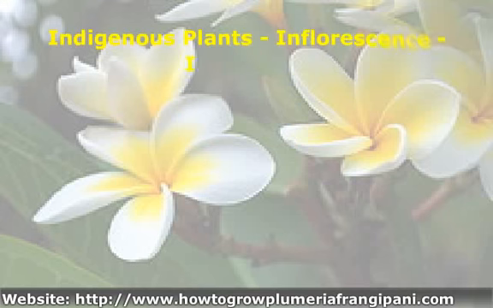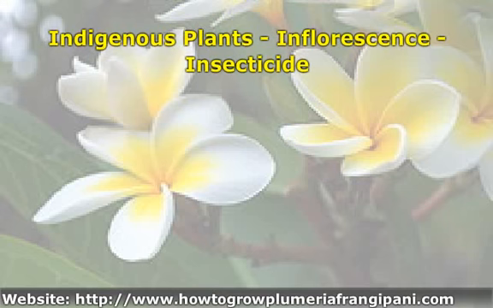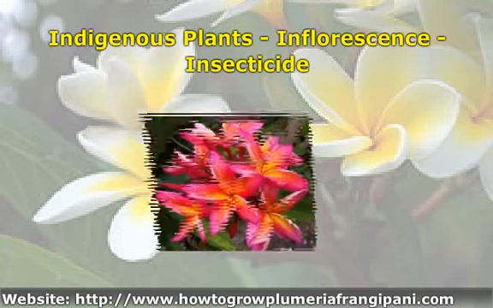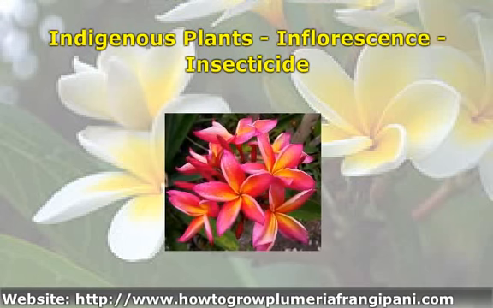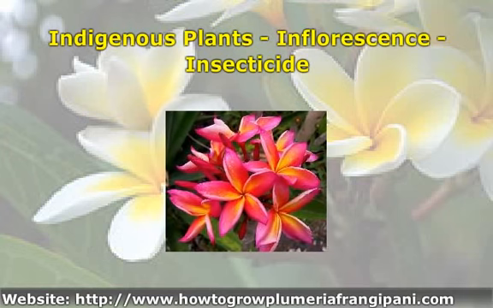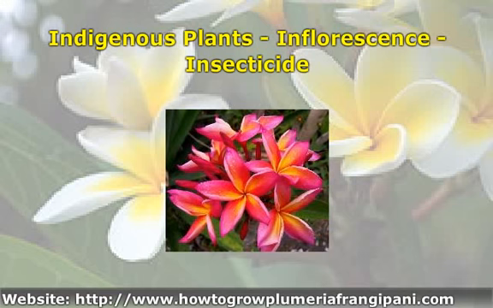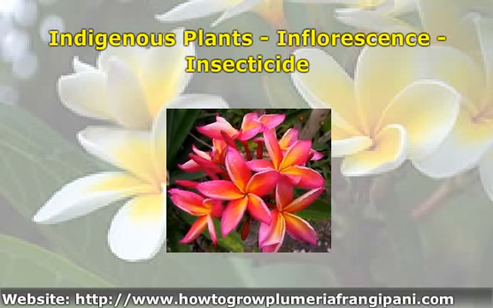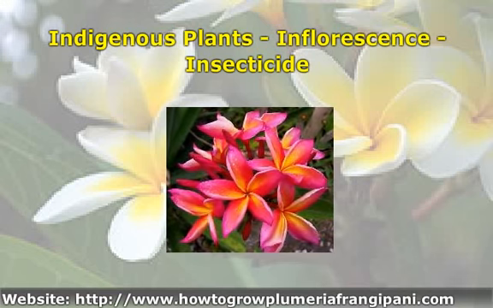Indigenous plants are plants which grow naturally in a particular region. Inflorescence is the term used to describe a flower cluster or a characteristic arrangement of flowers on a stem. Insecticide is any chemical substance which is used to kill insects.